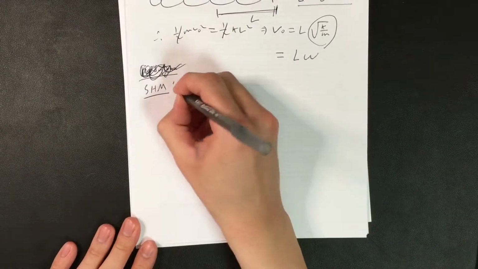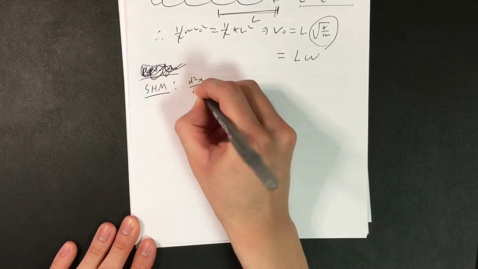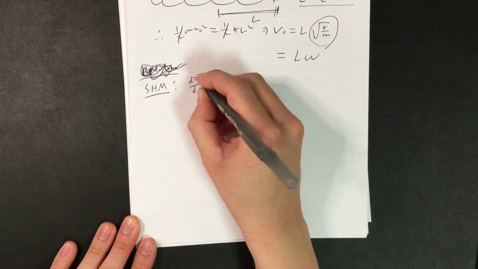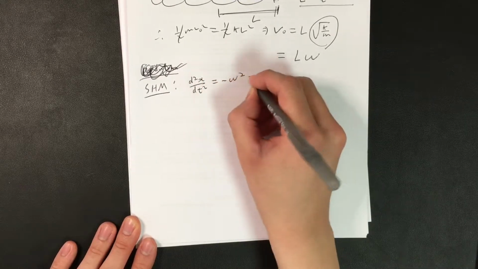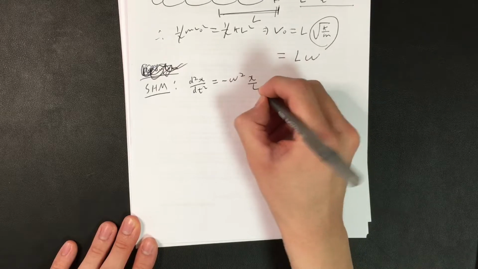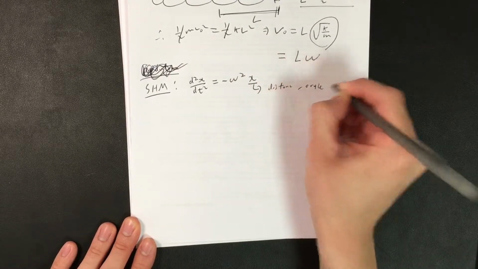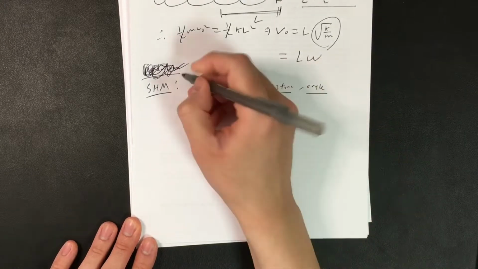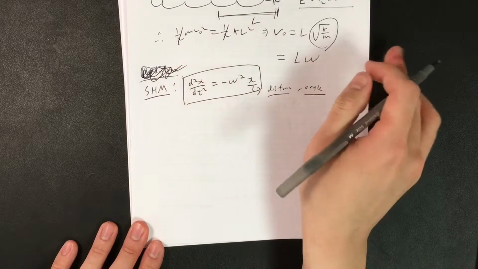Now, the mathematical definition of simple harmonic motion is that the second derivative with respect to a position variable is equal to negative omega squared times x. Note that this x can be distance or angle, but any mathematical variable that satisfies this equation will be considered simple harmonic motion.